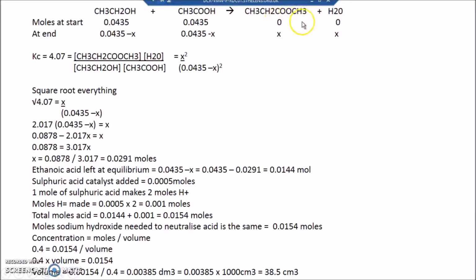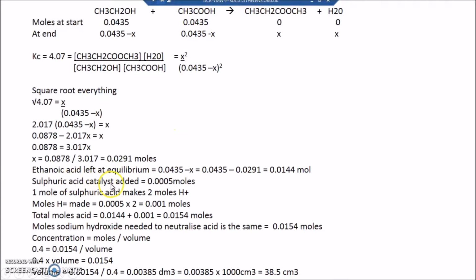I now know how much of this I have made in the mixture. So I can work out where's my acid, because it's saying work out the amount of acid that's in the mixture. Well, the ethanoic acid left at the end: 0.435, take away 0.291, I've got 0.144 moles of acid left at the end.